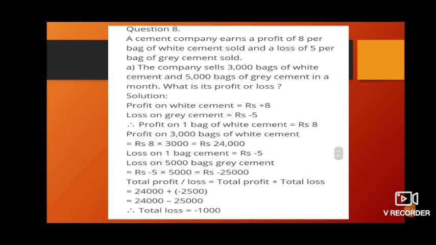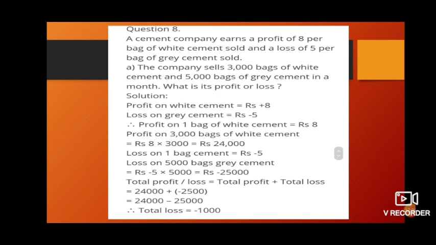Next, a cement company earns a profit of 8 per bag on white cement sold and a loss of 5 per bag on grey cement sold. What they are giving is that they are selling two types of cement. One is white cement bags, one is grey cement bags. If they sell a white cement bag, they will get 8 rupees profit. If they sell a grey cement bag, they will lose 5 rupees per bag. Then what will be the result?